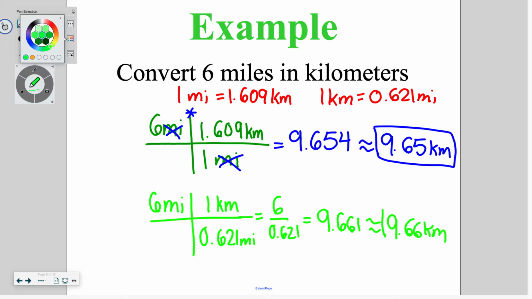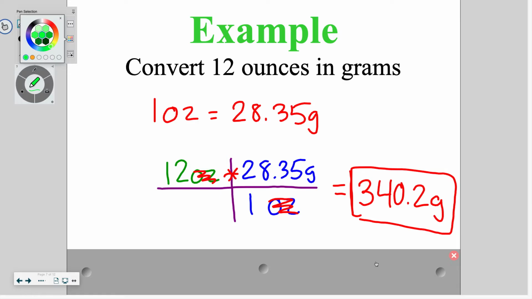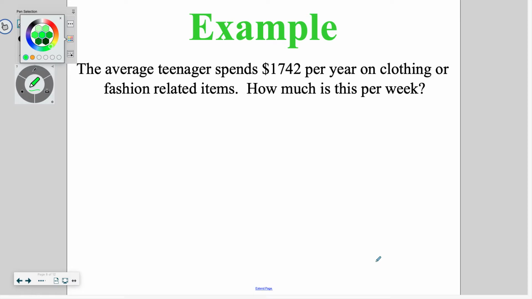So you can see with either conversion factor, my answer is similar, and there's just a little bit of a difference with the rounding, which is totally fine. So you can use either conversion factor on the chart. Go ahead and try this one on your own. When you convert, you should end up with an answer of roughly 340.2. If you use the other conversion factor, it should be very similar.